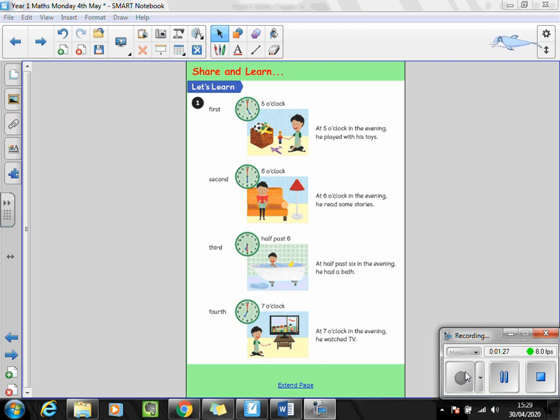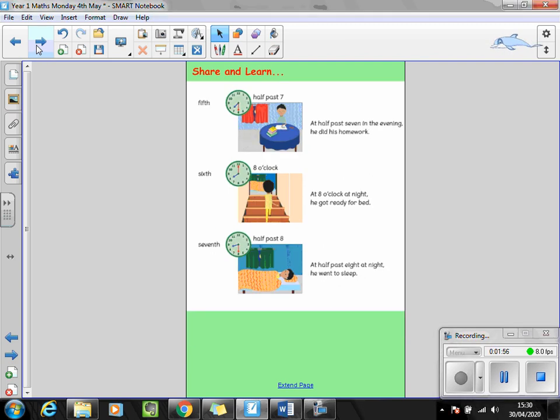First, we can see at 5 o'clock in the evening, Ravi played with his toys. The second thing he did at 6 o'clock in the evening was he read some stories. The third thing that Ravi did at 6:30 in the evening was to have a bath. The fourth thing Ravi did at 7 o'clock in the evening was to watch some television.